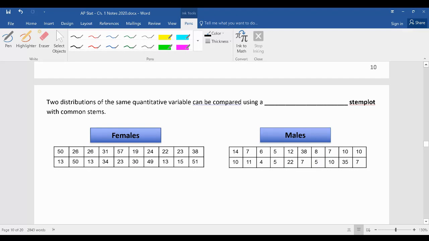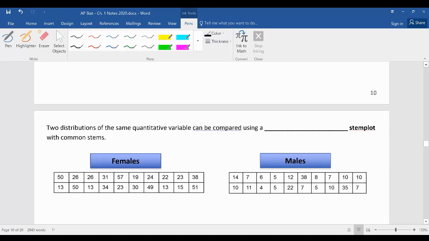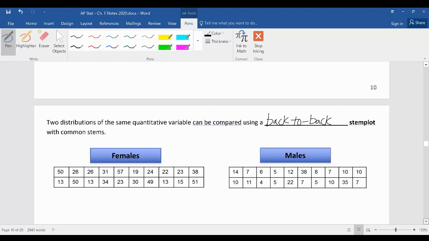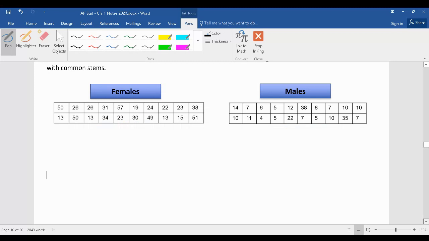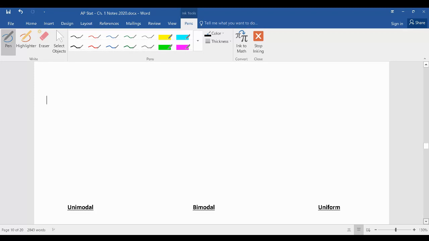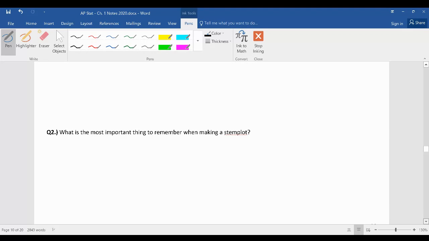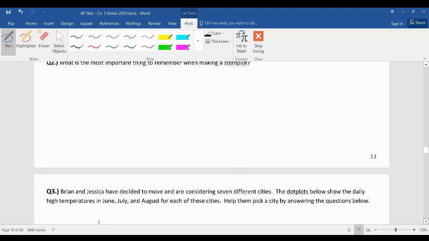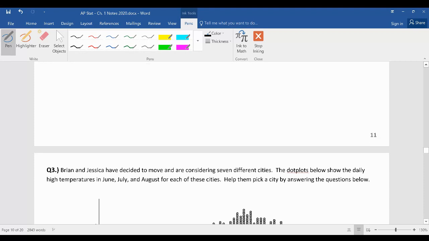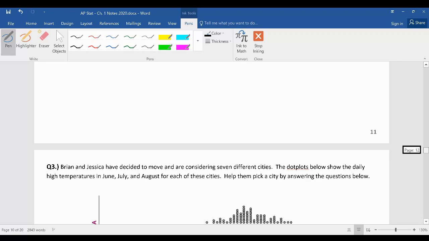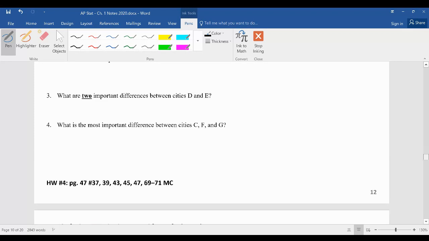Two distributions of the same quantitative variable can be compared using a back-to-back stem plot. We'll go through this example, but it's basically combining 2 stem plots into one and comparing them that way. We'll also discuss unimodal, bimodal, and uniform distributions in class as well. These dot plots, you can try to answer on your own, and we'll go through the answers in class.